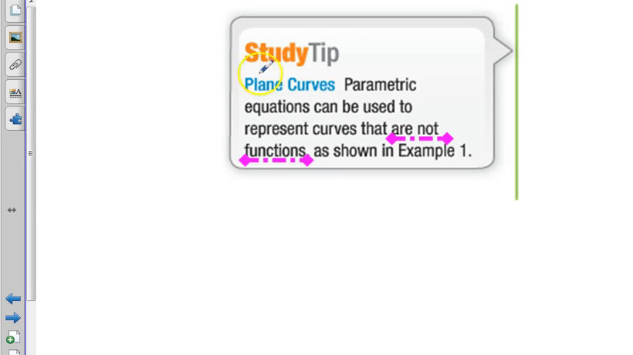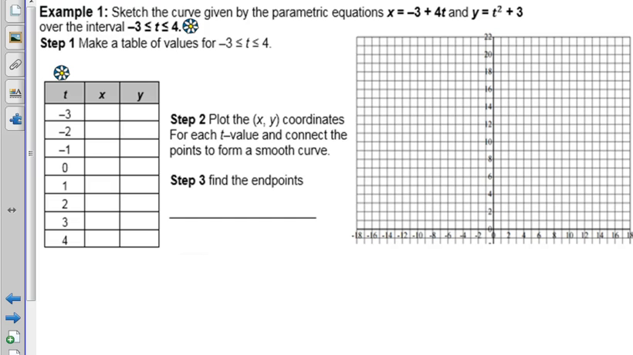Notice that what we get at the end is not necessarily a function. It was going sideways, so it failed the vertical line test.